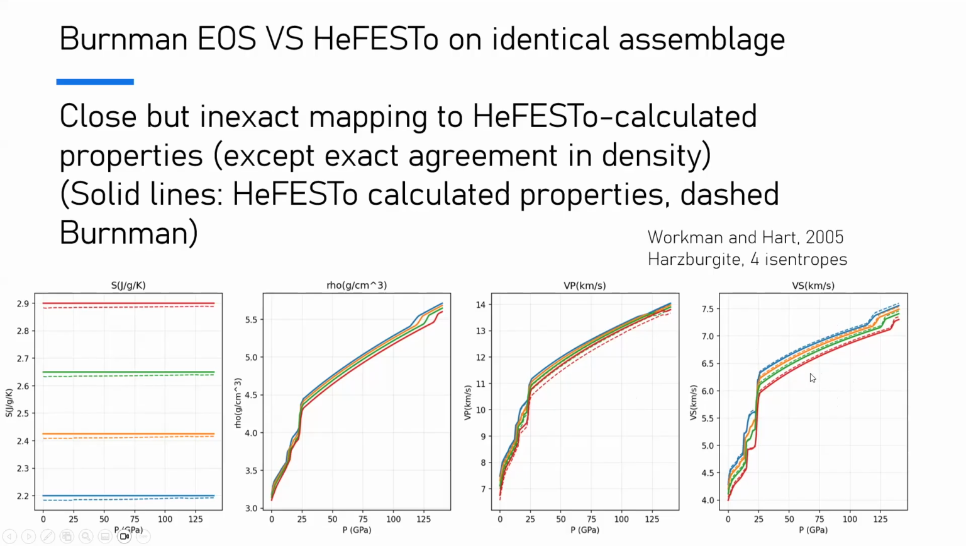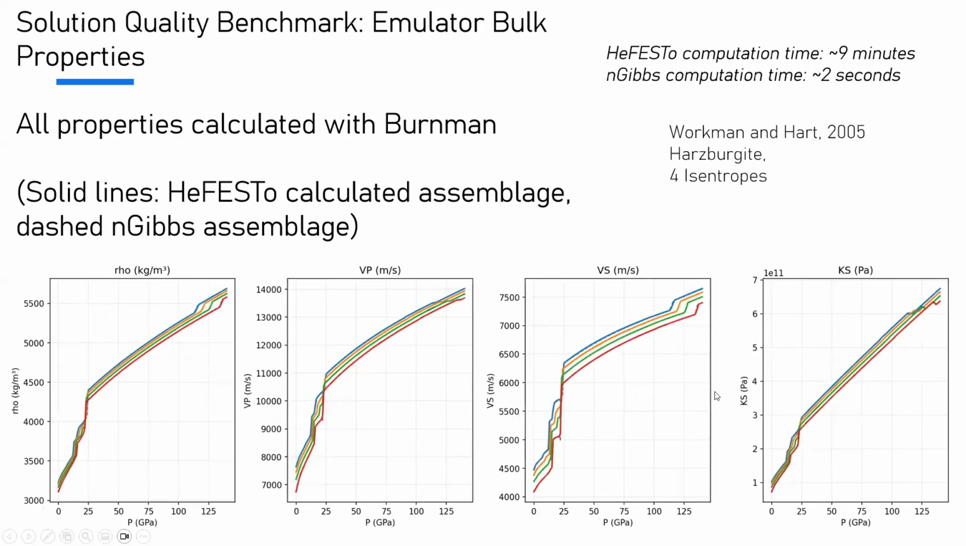So for the remainder of the talk, I'm going to be benchmarking the emulated bulk properties against Burnman calculated bulk properties using assemblages calculated from HeFESTO, just for consistency. So this is the emulated results versus results calculated from the assemblages in HeFESTO. This is also dotted lines against solid lines. It's really hard to see the dotted lines because they nearly perfectly agree.